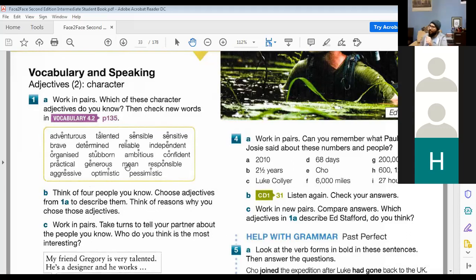Someone mean is someone who's not very friendly. Do you get the idea? A mean person. This is the meaning of mean. Okay, so I think the only real word that we're not sure of is sensible. So I'm going to take you to the vocab list so you can see a nice explanation of sensible. So let's take a look.